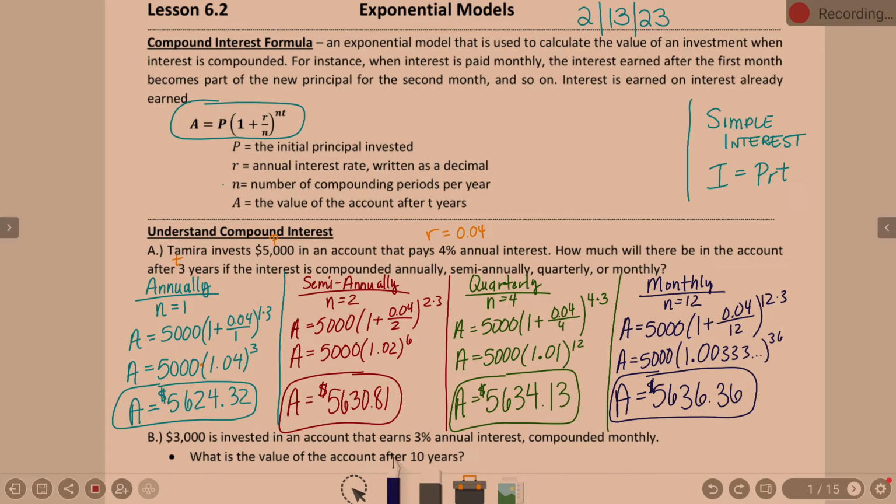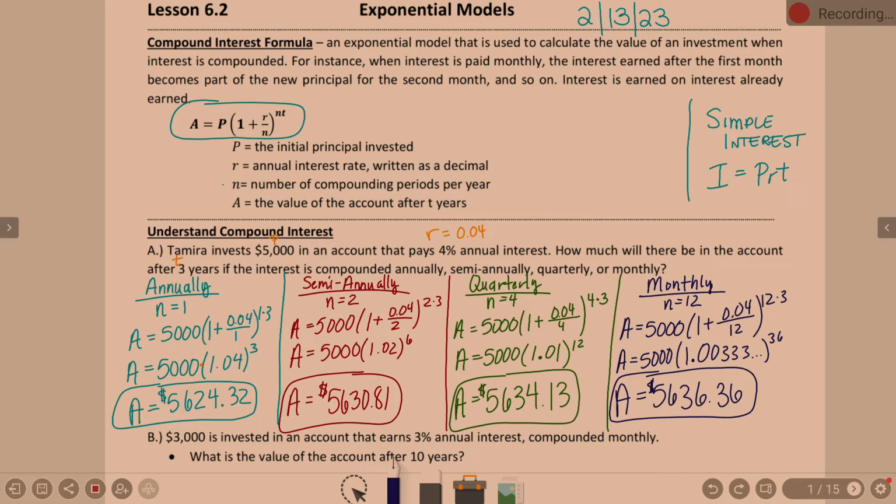Now, it doesn't ask, but what do you notice as we went along here? It got bigger a little bit, didn't it? Each time, and in this case, this is Tamara investing money. So the more often the interest compounds, the more money she's going to earn. She started off with $5,000. Granted, it's not a whole lot of difference: $624, $630, $634, $636. But notice, the more it compounds, the more money she gets. If it was a higher interest rate, or if she left the money in there longer, she would get more. So, a little bit of money information there.